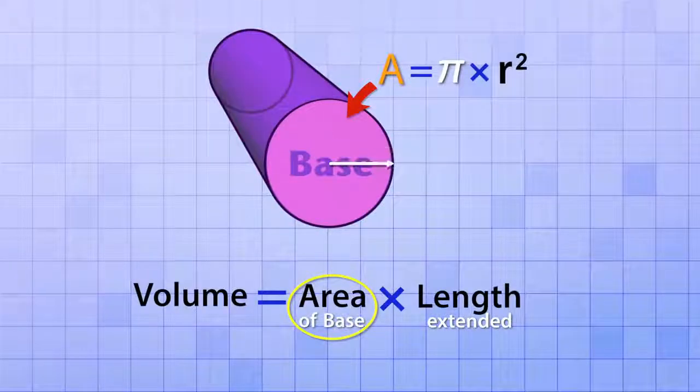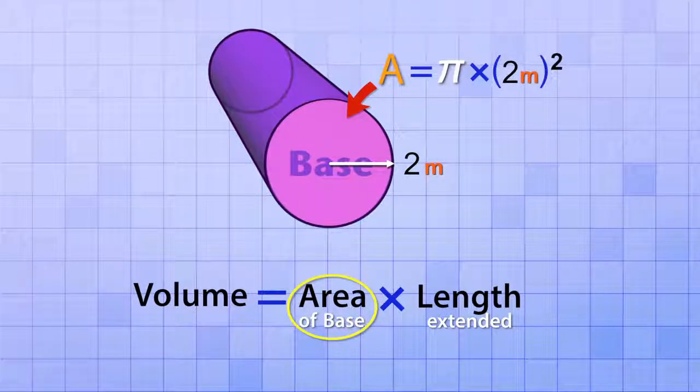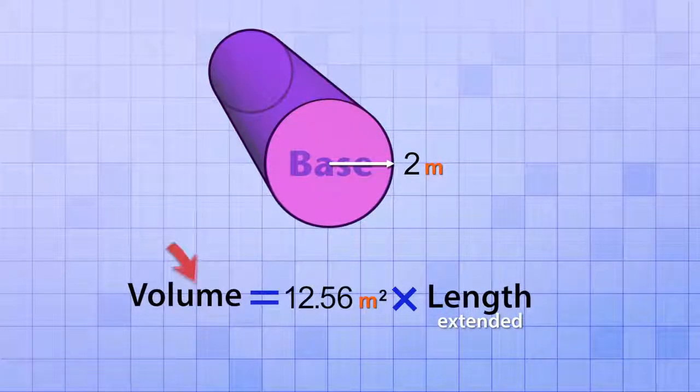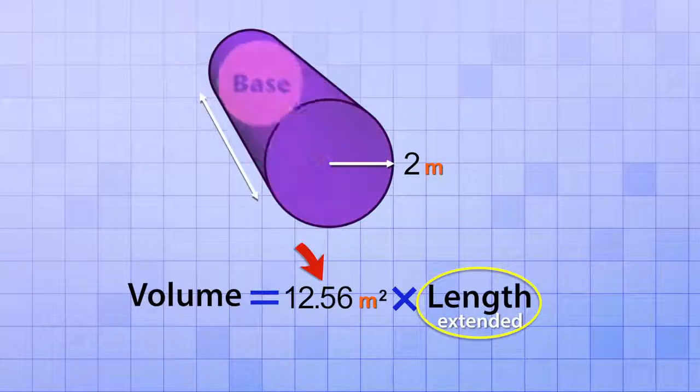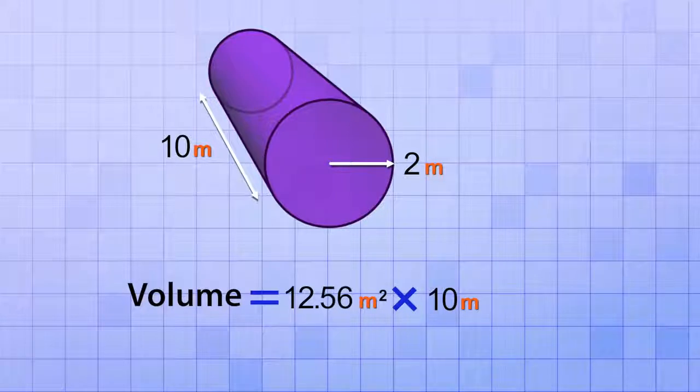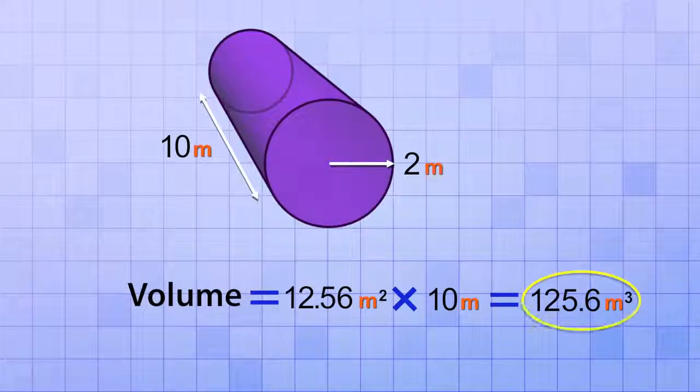The radius of this circle is 2 meters, so if we square that, we get 4 meters squared. Then we multiply by pi, which is approximately 3.14, and we get 12.56 meters squared. Now that we know the area of the circle, to find the volume of the cylinder, we just multiply that area by the length that the circle was extended, which happens to be 10 meters. 10 meters times 12.56 meters squared gives us 125.6 meters cubed. So the volume of this cylinder is 125.6 cubic meters.